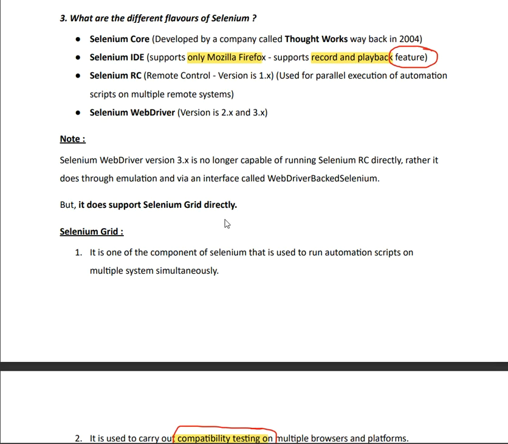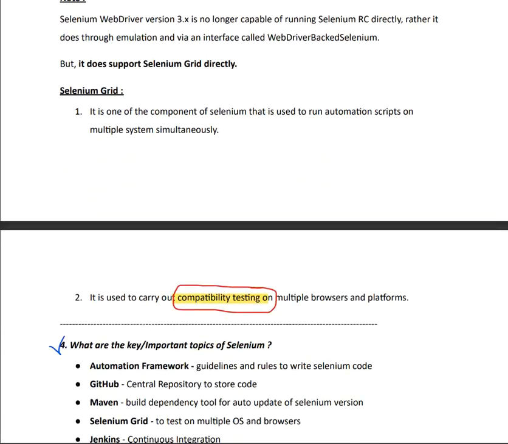So now the one question is again for that, what is Selenium Grid? Selenium Grid is one of the components of Selenium that is used to run automation scripts on different platforms and different browsers. So we say that it is used to run our test script on multiple systems simultaneously. It is used to carry out compatibility testing on multiple browsers or platforms.